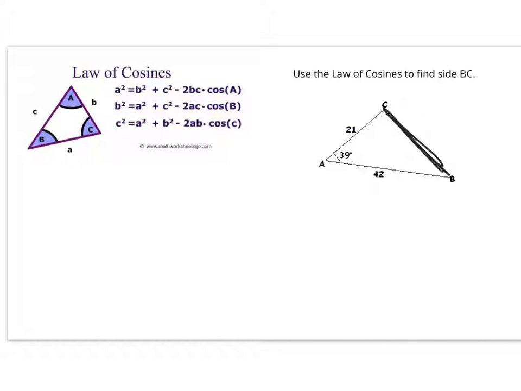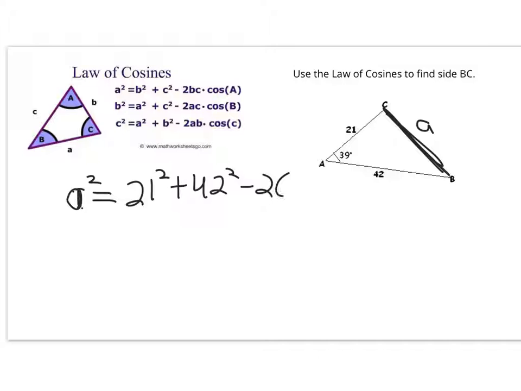So let's take a look at what we're doing here. We're trying to figure out this length, BC. That's kind of like length A. What we know is that A squared is going to be equal to B squared plus C squared, so that'd be 21 squared plus 42 squared minus 2 times 21 times 42 times the cosine of 39. All right, a lot going on, a lot of order of operations stuff that I have to keep straight.